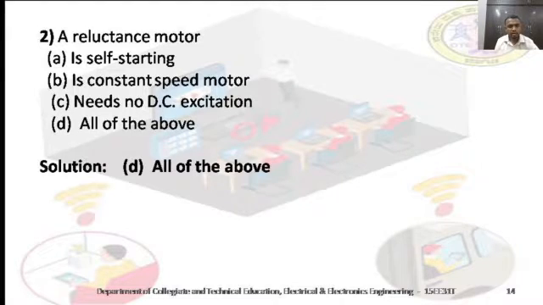The next one: a reluctance motor is self-starting, a constant speed motor, needs no DC excitation, or all of the above. The answer is all of the above. It consists of all these characteristics: it is self-starting, a constant speed motor, and needs no DC excitation. The rotor does not require any kind of DC excitation at all.